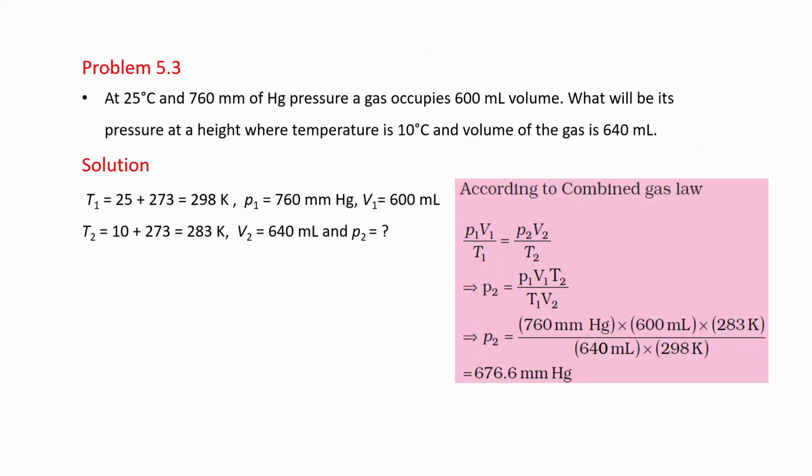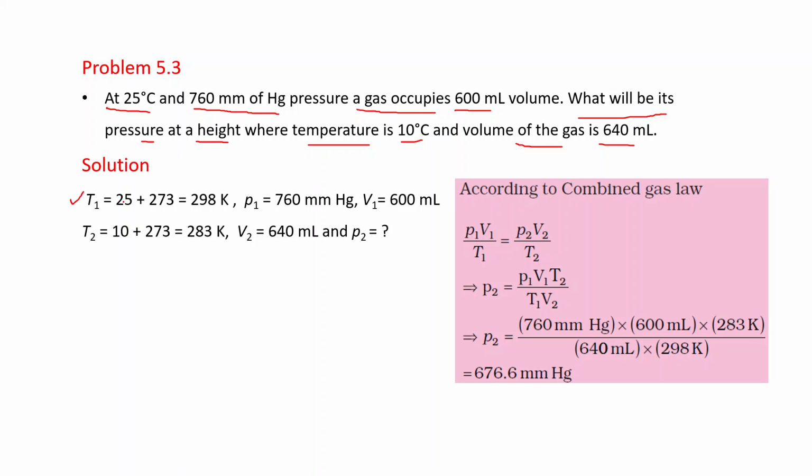Now see, one question is there. At 25 degrees Celsius and 760 mm of mercury pressure, a gas occupies 600 ml volume. What will be its pressure at a height where temperature is 10 degrees Celsius and volume of the gas is 640 ml? Now first thing, what is given in this question?